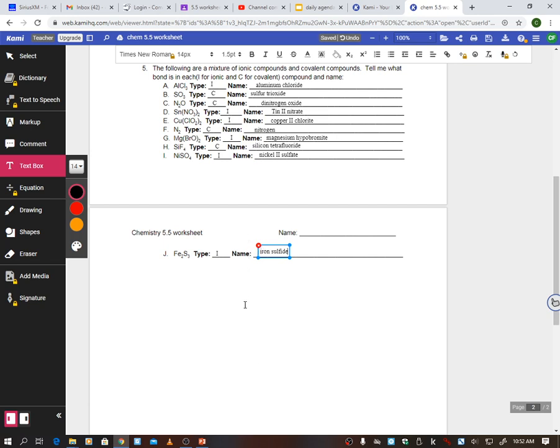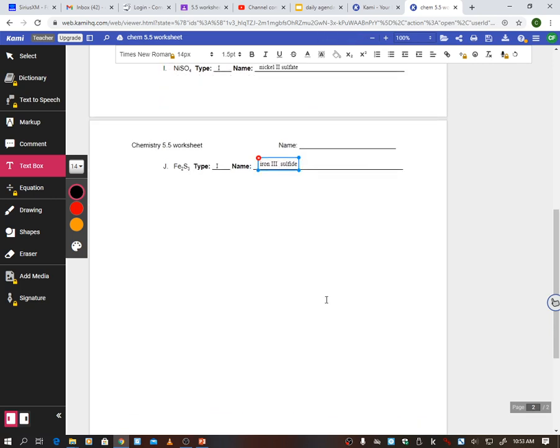My next question for ionic, do I know charges? I do not. Iron, I do not know the charge. I know sulfur's is a -2, so that makes this whole thing -6. Fe has 2, so I have to have a +3. It's going to have to be iron(III) sulfide.